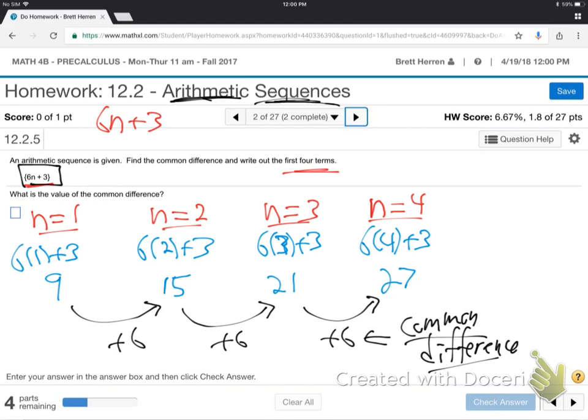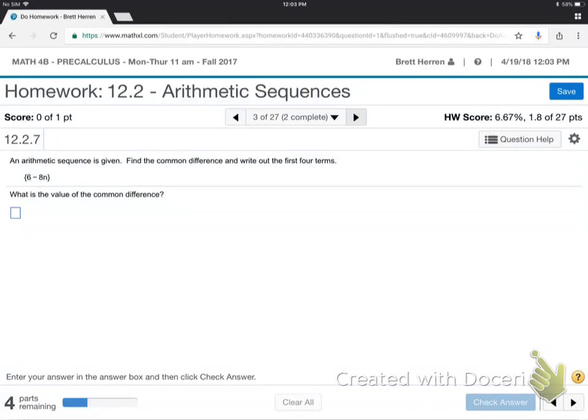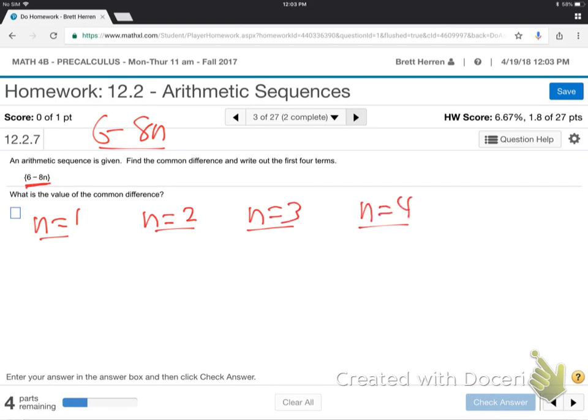So say if it was going from 15 to 9, would the common difference be negative 6? Negative 6, yeah, you'd be subtracting 6. All right. Okay, so our formula this time is 6 minus 8n. Same thing, they want the first 4 terms. Find the first term, second term, third term, fourth term.